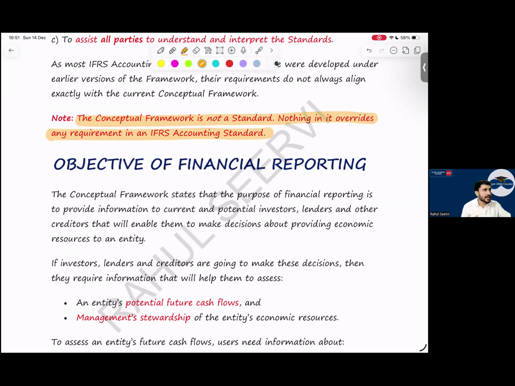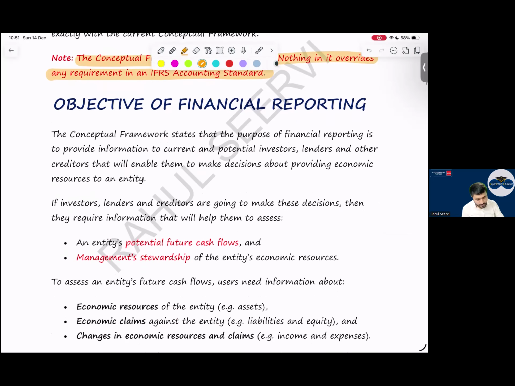If there are clashes, say IAS and IFRS are saying one thing and your conceptual framework is saying another, which one will you follow? Will you follow IAS and IFRS, or will you follow the conceptual framework? IAS and IFRS. Keep this in mind. Yes. Now, one more point.